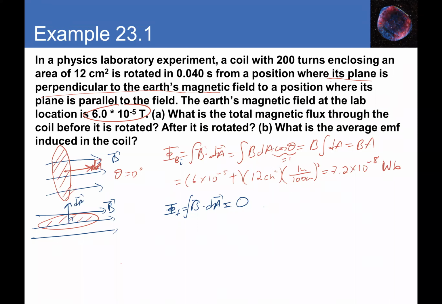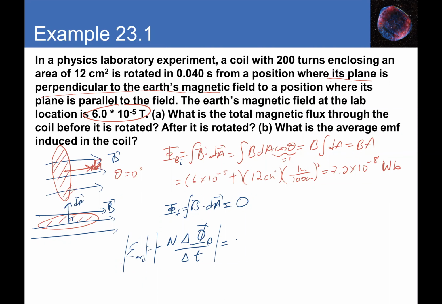Part B says, what is the average EMF induced in the coil? Average EMF uses the same equation, Faraday's law: negative n times the change in flux over time. Remember, this equation is instantaneous with d phi dt, but if you change that into delta flux over delta t, then it becomes average. Let's take the absolute value, because we just want to find the value.